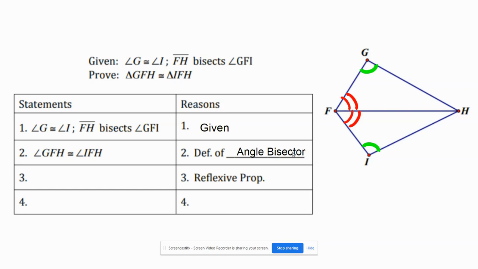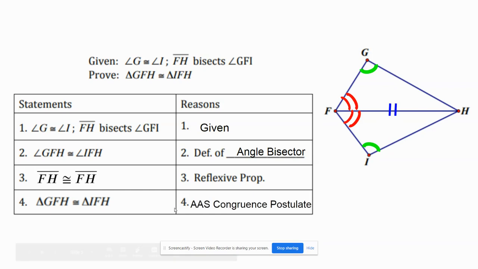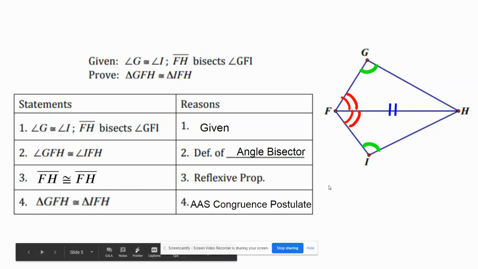And then just like we did on our last question, I have this side, FH, that's congruent to itself. And that, again, is our reflexive property. So I have FH being congruent to FH. And now I have an angle, and another side. So I know these two triangles are congruent by the angle side congruence postulate.